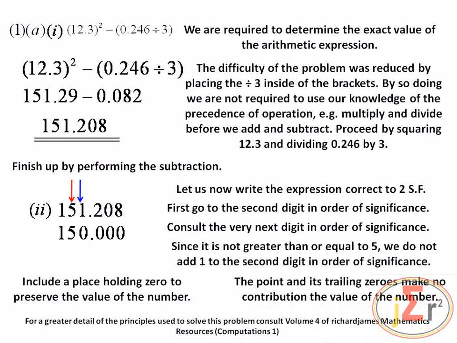The point and its trailing zeros make no contribution to the value of the number. So this point and all of these zeros that follow the point, they do not contribute anything to the overall value of the number, and those may be left off. And our answer is therefore 150.